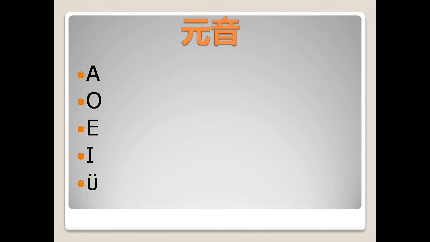Next, in English, it is pronounced as E, but in Chinese, it is pronounced differently. Next one, E. In English, it is pronounced as I, but in Chinese, it is pronounced as E. The last but not the least, Yu.